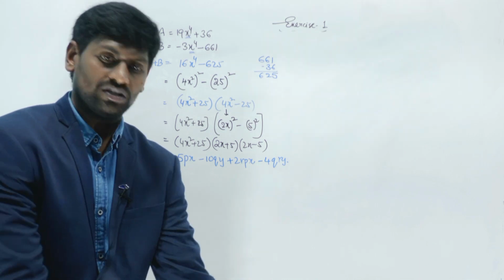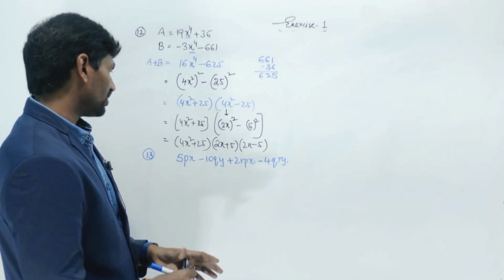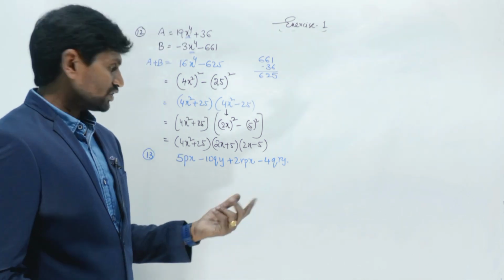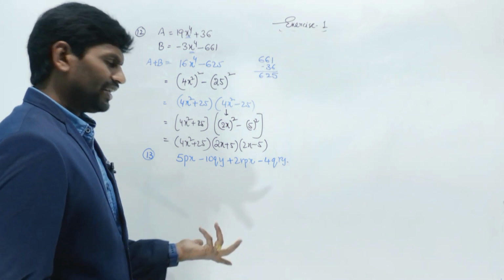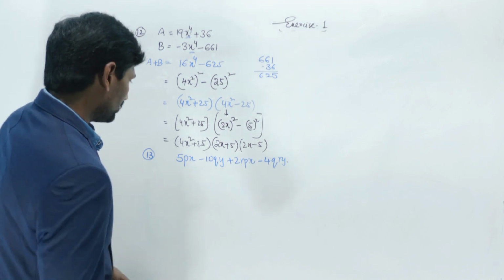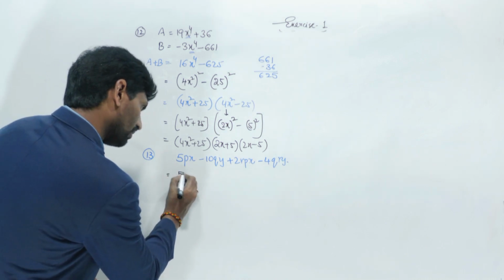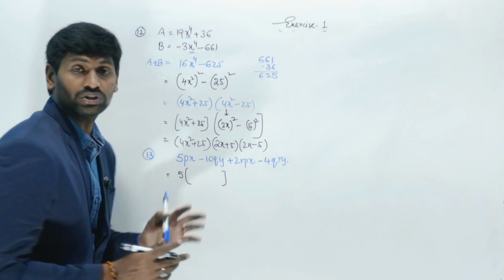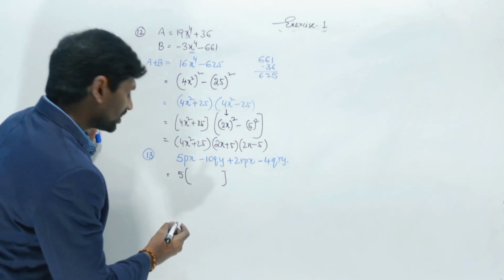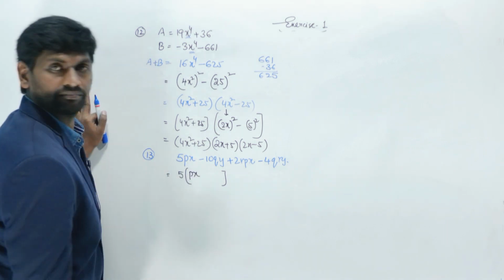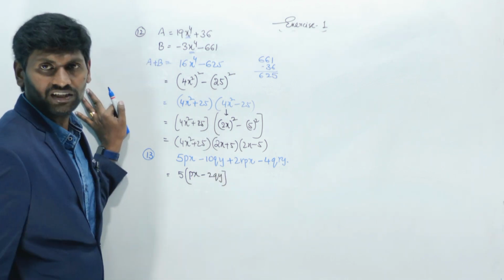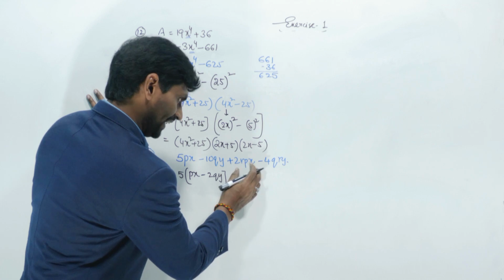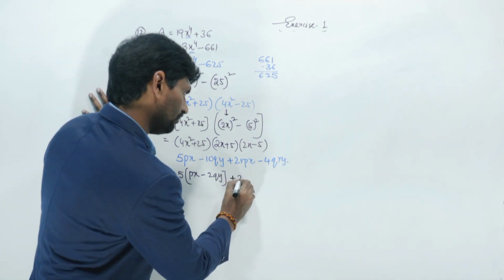Okay, now check this one. Identify the common terms from the first two terms. There is no common factor except the number. We can take the number also as a common factor. I think the 5 table will come from the first two terms. If I take 5 common, what is remaining here? px is remaining. From the second one, minus 2qy. Correct?